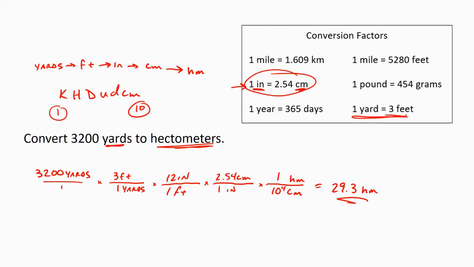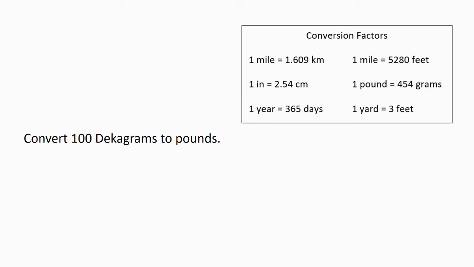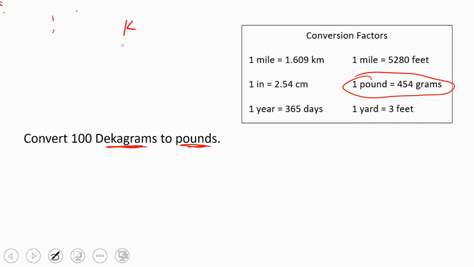All right, so let's look at another example. A little bit different this time. This time we have to convert 100 decagrams to pounds. So, decagrams, pounds. Now let's look at our conversion factors. Here we have 1 pound is equal to 454 grams. That does mean that in order to find pounds, we first need to find grams. So we can convert decagrams to regular grams using our King Henry.